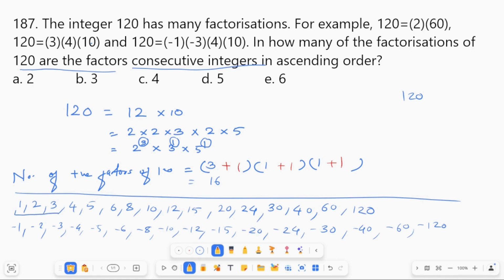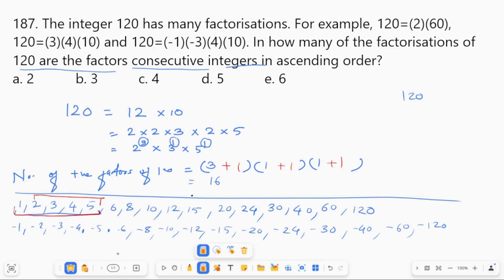So 1, 2, 3, 4, 5. 5 fours are 20, 20 threes are 60, 60 twos are 120. So the multiplication of all these numbers gives you 120. These are all consecutive integers. Is there any other set that we can consider? Yes, we can. 2, 3, 4, 5. This would be another set. 5 fours are 20, 20 threes are 60 and 60 twos are 120. So this is one set and this is another set. Their multiplication will give you 120 and they all are consecutive integers.